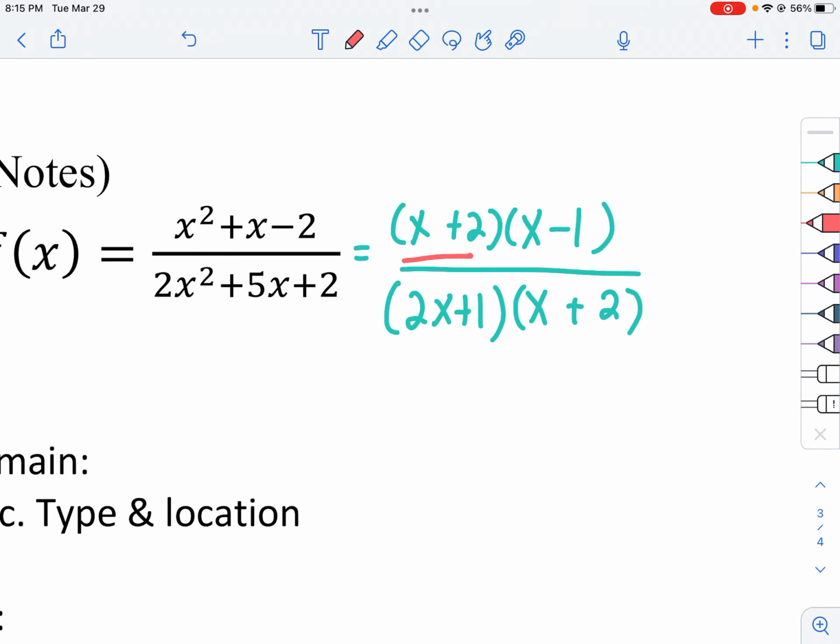Notice here that we have an x plus 2 in the top and an x plus 2 in the bottom. Well, hopefully you've guessed, these two things are going to cancel out. And this is a new special type of discontinuity called point discontinuity.